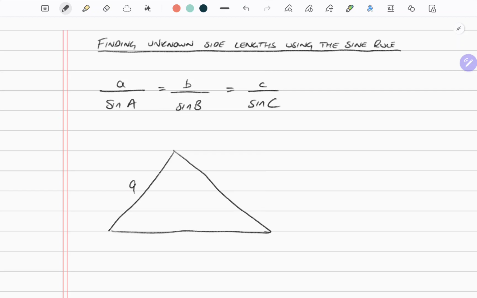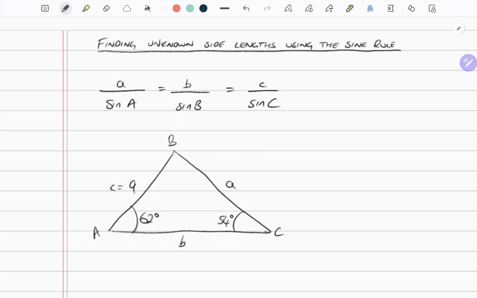So this side length is given as 9. This is A. That will be 62 degrees. This will be 54 degrees. And so what we'll do first is we'll label the angles. So I'm going to call this A, B, and C. And then we have a here. So we'll call this b, and then we'll call c is equal to 9.